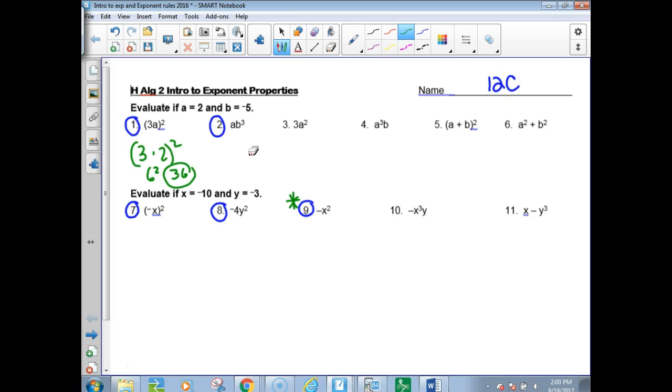Now the second one, we're plugging in -5 for b, and then we're cubing it. The first step is to follow the order of operations, which is to do what's in the parentheses, but there's nothing to do in there. Then you do exponents, so we're going to do the exponent part. -5 to the third means -5 times -5 times -5, which is -125. And then multiplying that by 2 would give us -250.